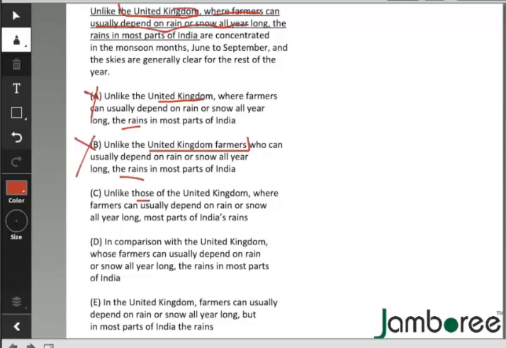Those. Now I am in this option C. I am not even going to look for what is there after the comma. The very fact that we have a "those" here. Now this "those" needs something before it to have meaning. We just have a random "those"; we don't know what it is referring to. So I don't even have to read the rest of it. I just eliminate it. Now, in comparison with, again, the United Kingdom, the rains, out, E.